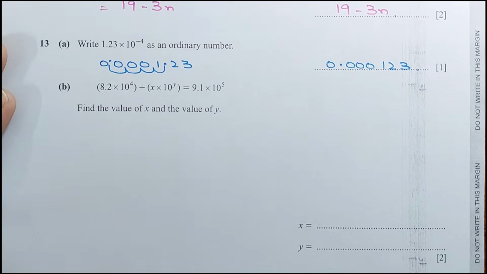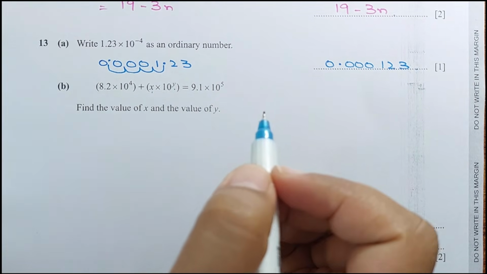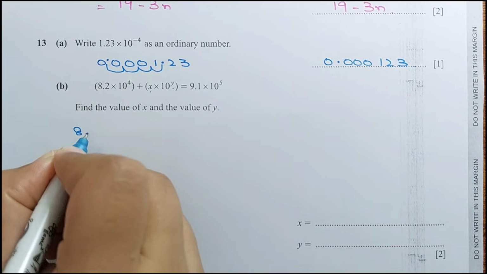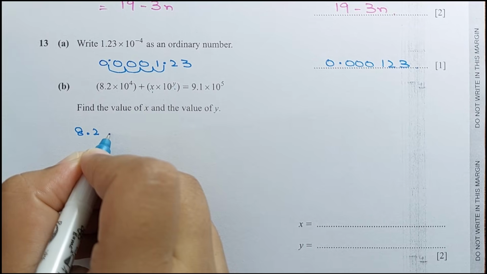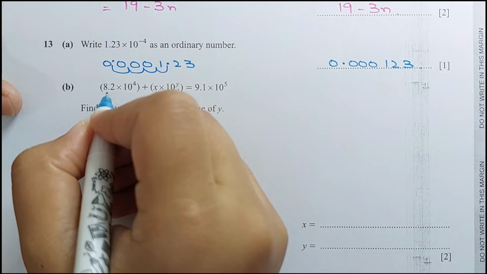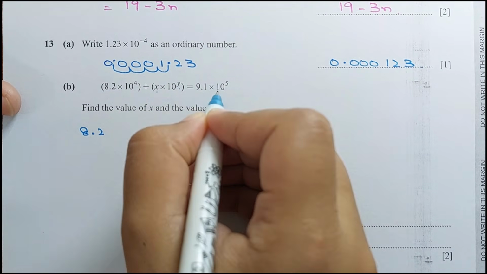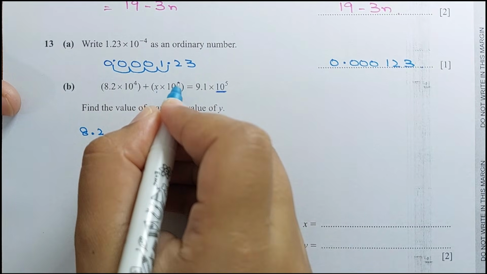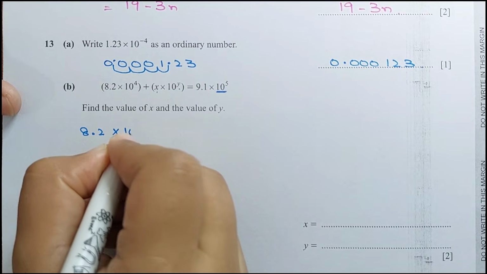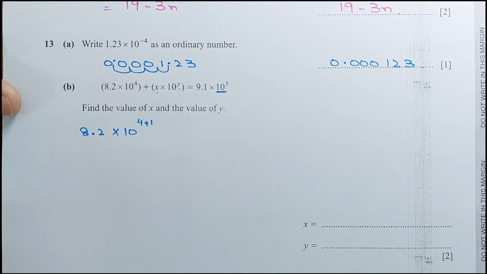Part B, find the value of x and the value of y. So we have x here and the y is here. Okay. All right. So it's a plus. So it means 8.2 plus x, you will get 9.1, and the 10 to the power 5 should be the same. Okay, here 10 to the power 4, this should be 10 to the power 5. Okay, right. This is 10 to the power 4 plus 1 makes 5.